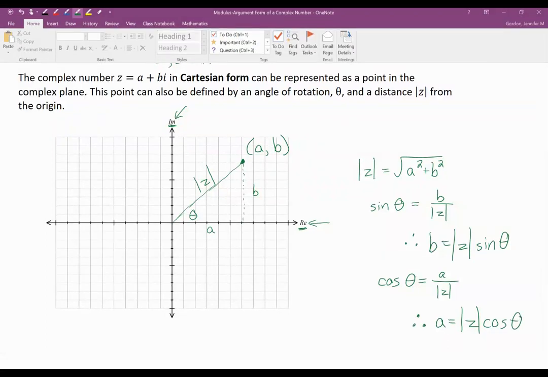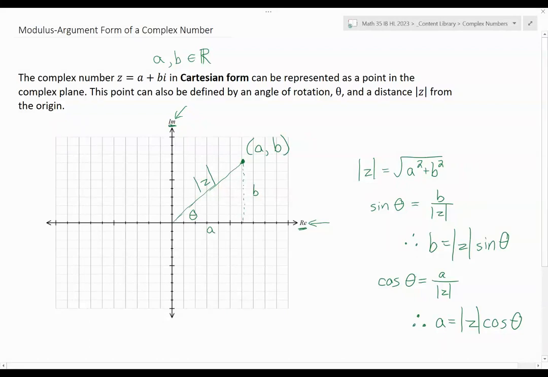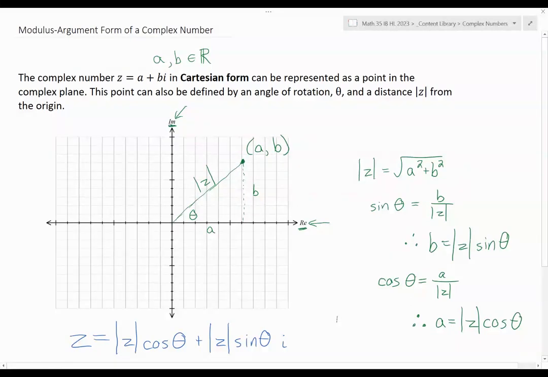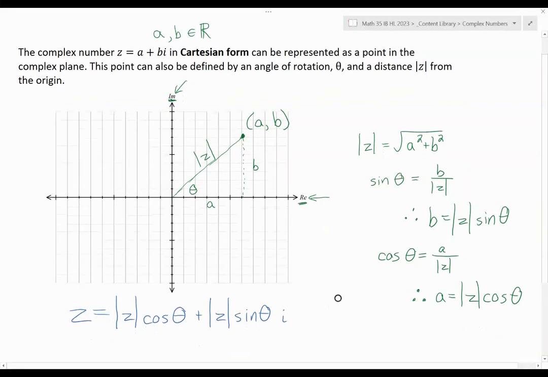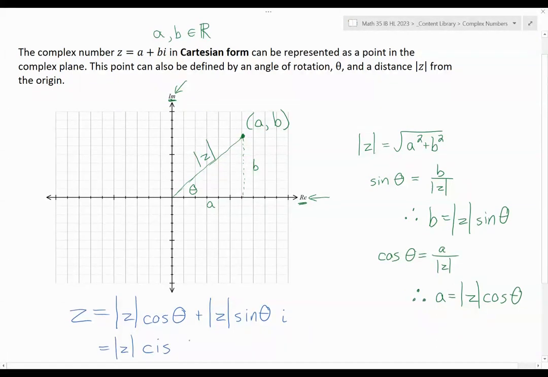What that means for us is that instead of representing this using values a and b, I can actually represent z using the modulus of z times the cosine of the angle plus the modulus of z times the sine of the angle times i. And what we often do is we represent this as the modulus of z, and then we just write cis theta, where cis is understood to be cosine of theta plus i times the sine of theta.